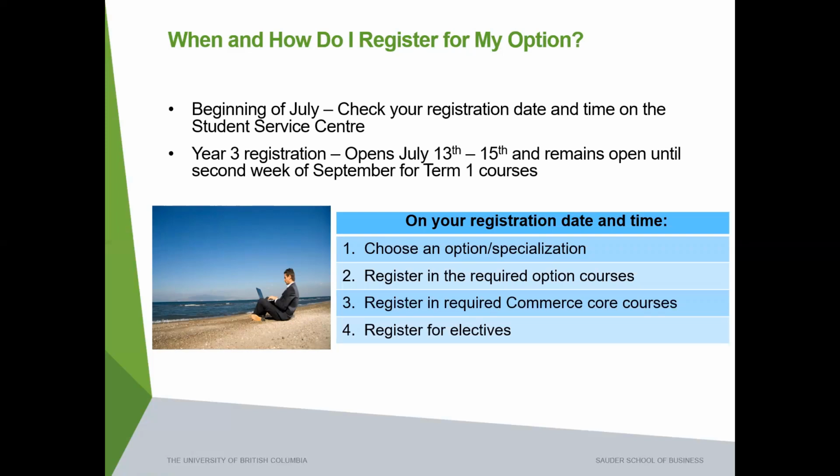But you will actually get your registration date and time assigned to you and be available to view on the SSC sometime at the beginning of July. So you'll have an idea of when, during these 3 days you will be registering for your year 3 courses. So on the registration date and time, the first thing that you're going to want to choose is your specialization. And I'm going to quickly show you on the SSC how you do that.